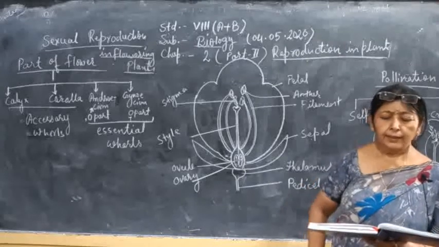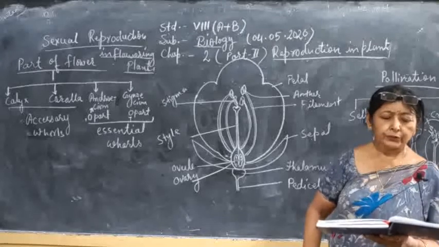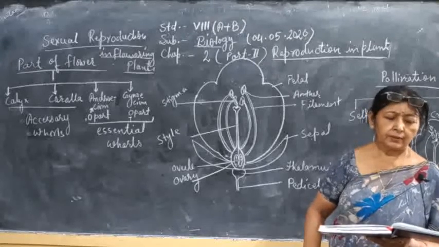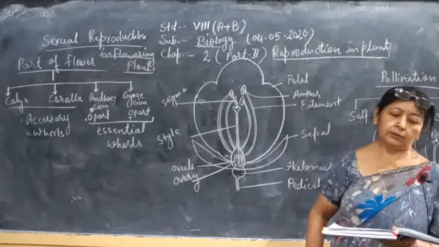Insect-pollinated flowers are large in size, brightly colored and sweet smelling. They produce nectar in large quantity.